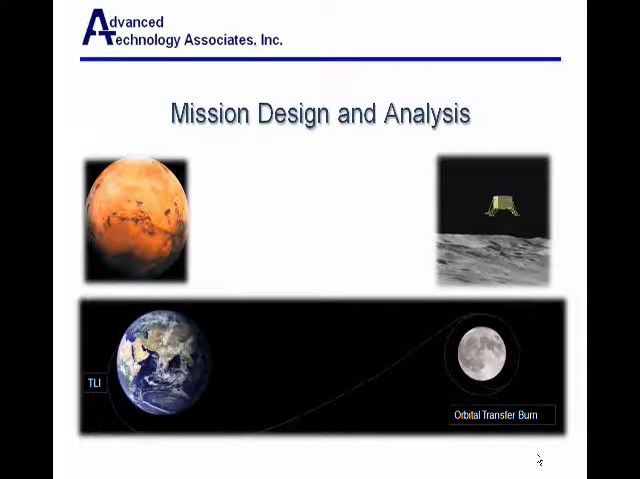With our own set of thoroughly tested in-house tools, ATA does not rely on generic third-party analysis software. This is how we can provide flexible, yet highly cost-effective, high-fidelity mission design and analysis services.